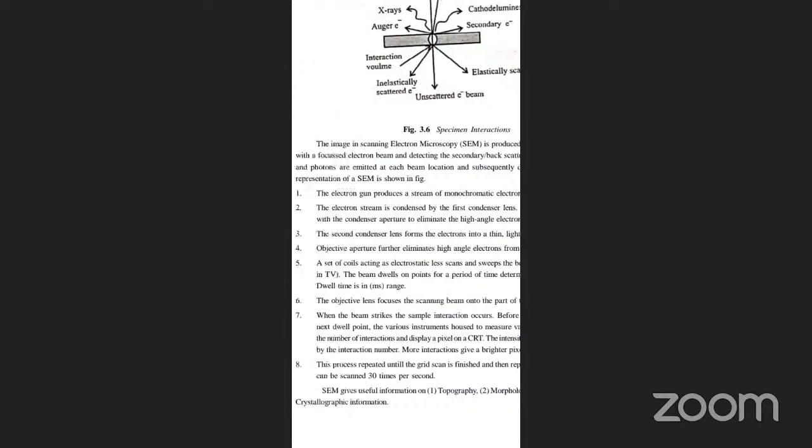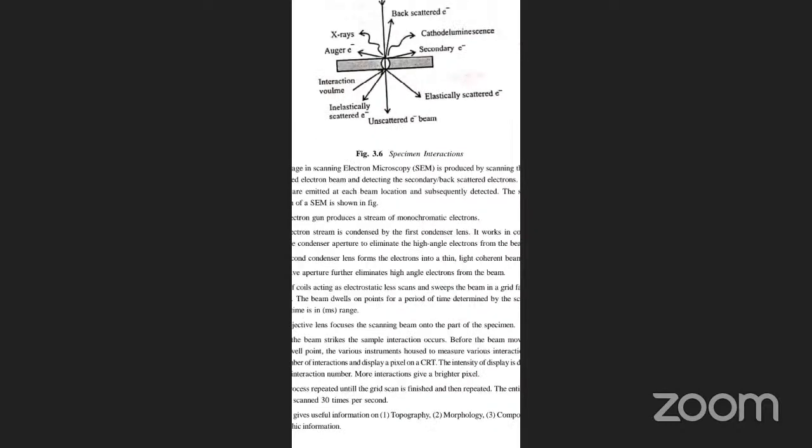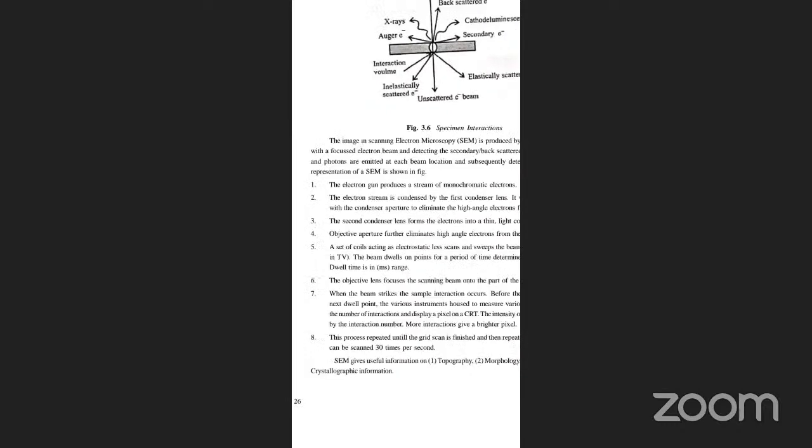In the scanning electron microscope, the image is produced by scanning the sample with a focused electron beam and detecting the secondary and backscattered electrons. Electrons and photons are emitted at each beam location and subsequently detected. The schematic representation of SEM is shown in the figure.